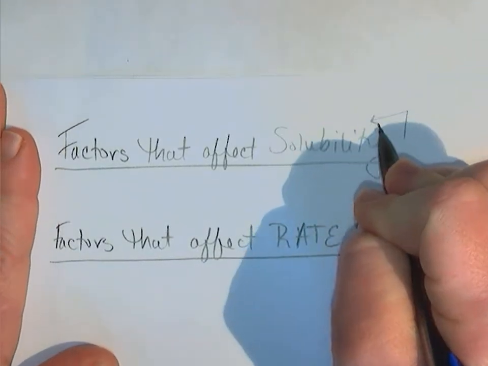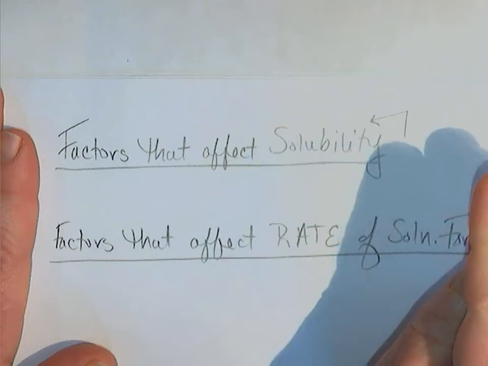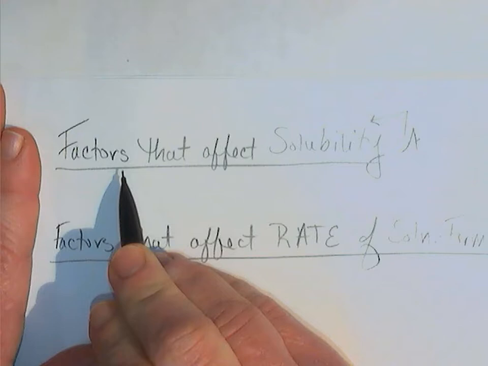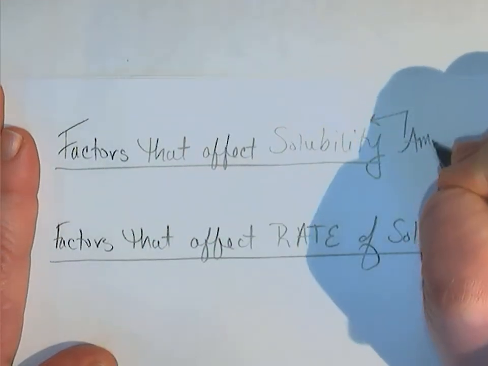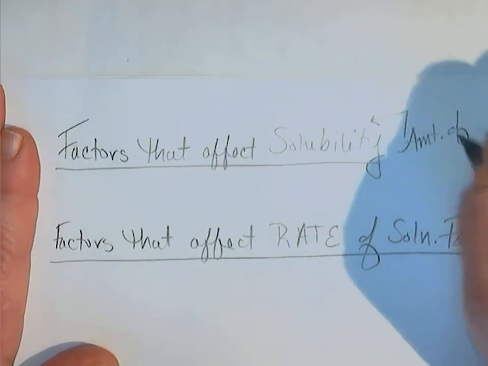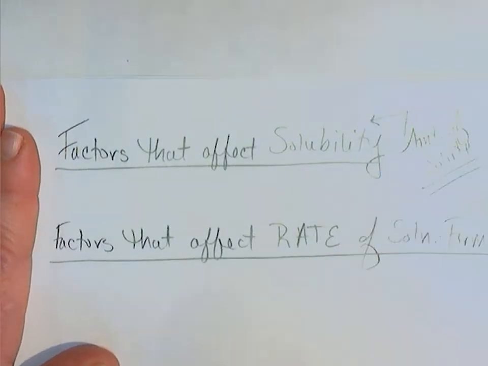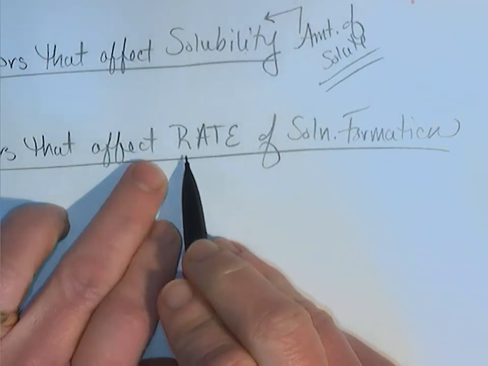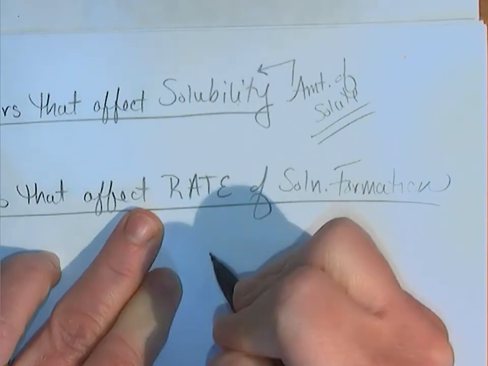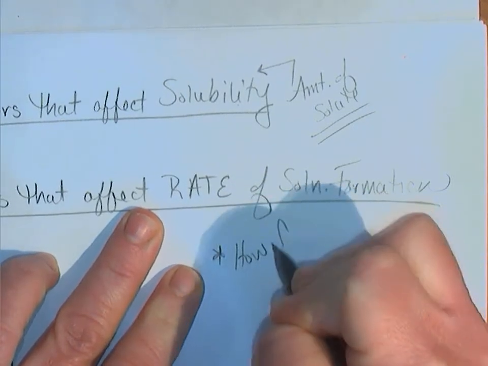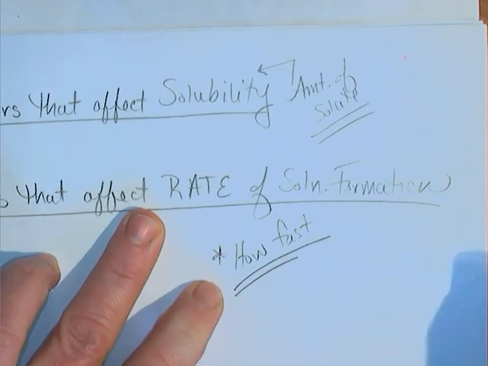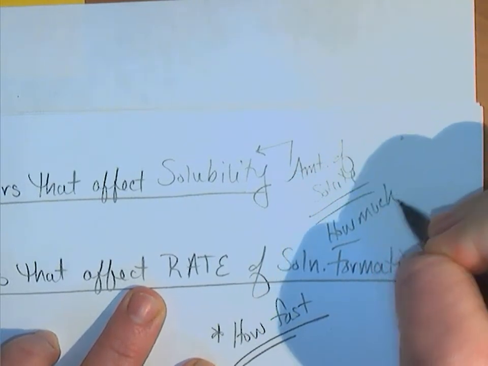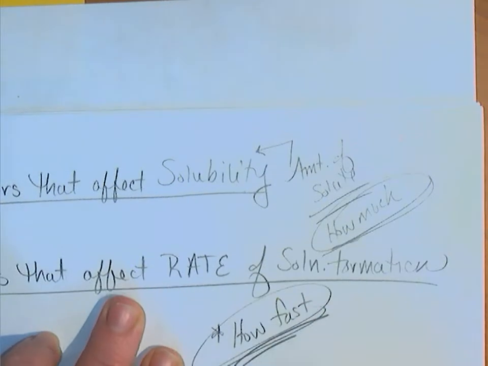Solubility, remember, is the amount of solute that can be dissolved in a given amount of solvent at a set temperature. So when we say, what can we do to affect solubility? What can we do to change the amount of solute that a given amount of solvent can hold? When we talk about what we can do to change the rate of solution formation, this is how fast a solution can form. So solubility is how much solute, and rate is how fast.